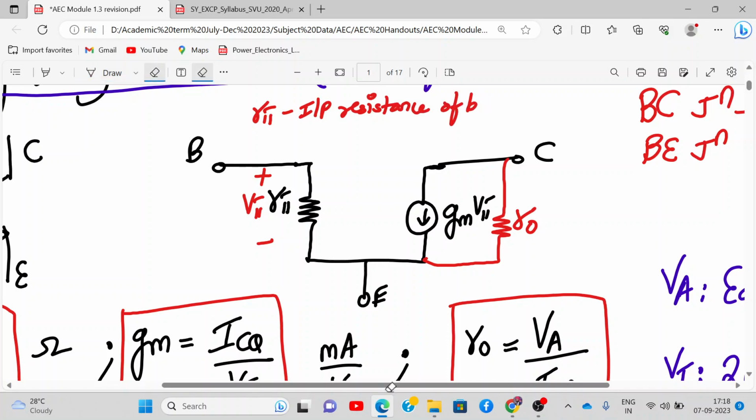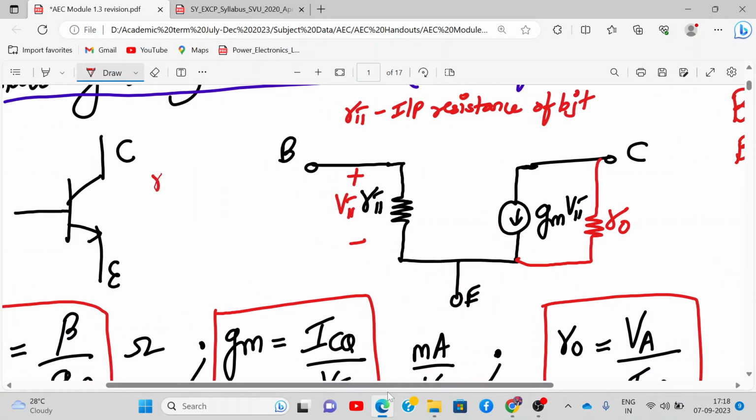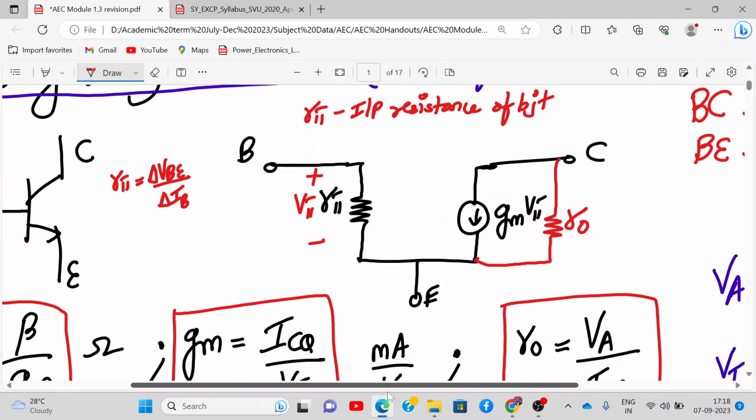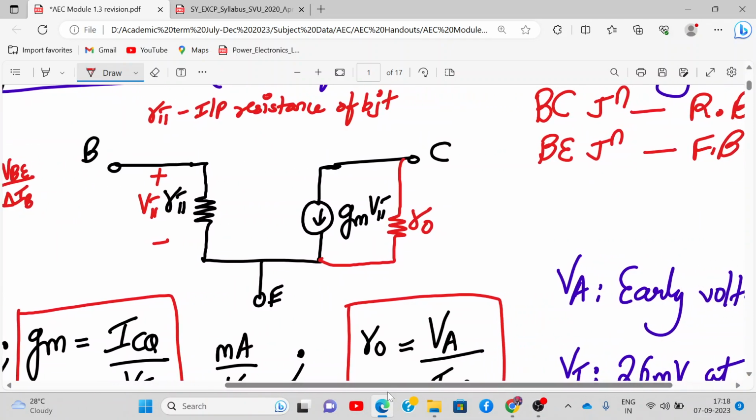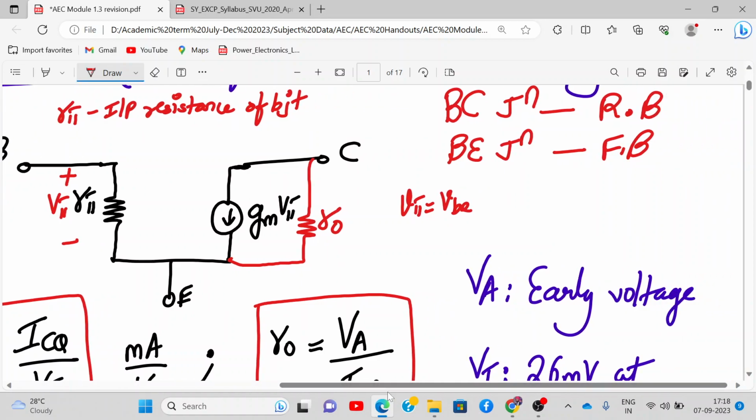Now, those who were there last time know that we have done this. So R pi represents what? Changes in VB upon change in IB. It represents only changes in VB and changes in IB. So these are small changes in VB upon small changes in IB. All right, and there was one more relation. V pi we used to write as small VBE, and the changes in VB we write as delta VB.